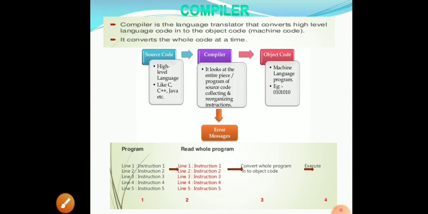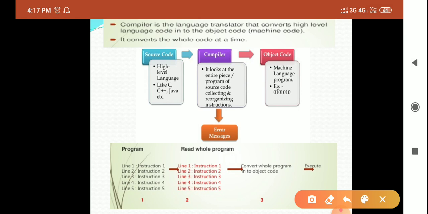A compiler converts high level language code to object code at one time. So if a question comes, what is the difference between compiler and interpreter? An interpreter converts everything line by line, and a compiler converts all the code at the same time. So if it converts all the code at the same time, it takes less time, and the interpreter takes more time. You can see in this picture.